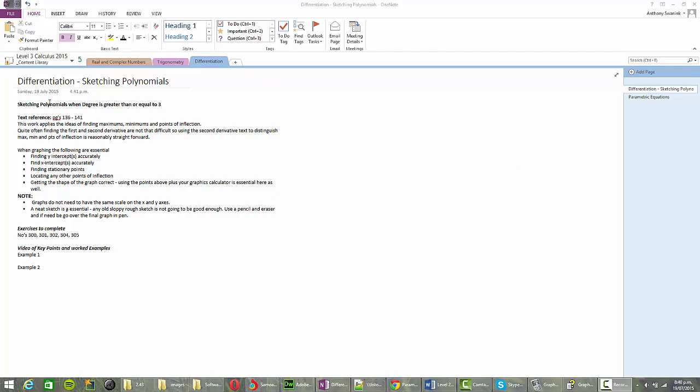Okay, in this particular section of work, what we're going to be doing is moving on from the work that we basically finished up at the end of that session during the term break, and we're moving on to having a look at further applications of differentiation. For a start, to this section on sketching polynomials.